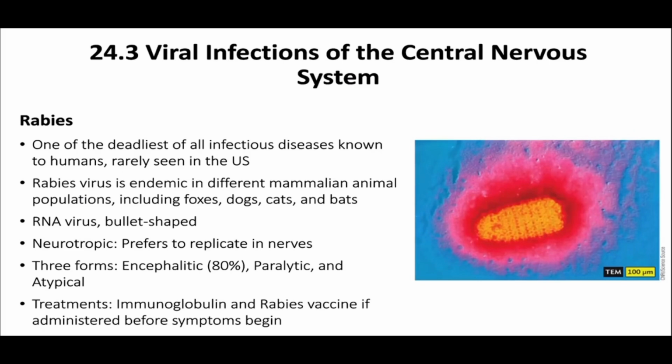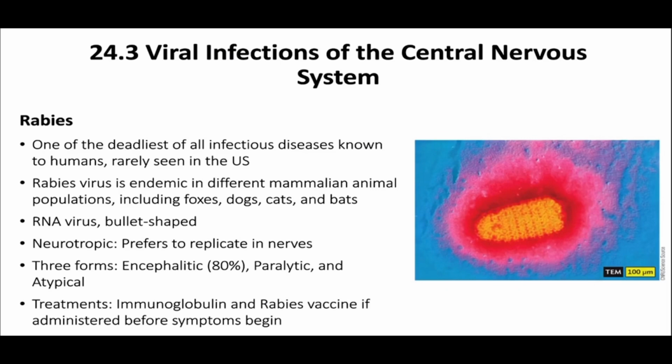This also comes in 3 different forms: encephalitic, which makes up 80%, paralytic, and atypical. Some treatments are immunoglobulin and rabies vaccines, but only if they are administered before the symptoms begin. Once the patient begins showing symptoms, it is very unlikely that you will be able to cure them.